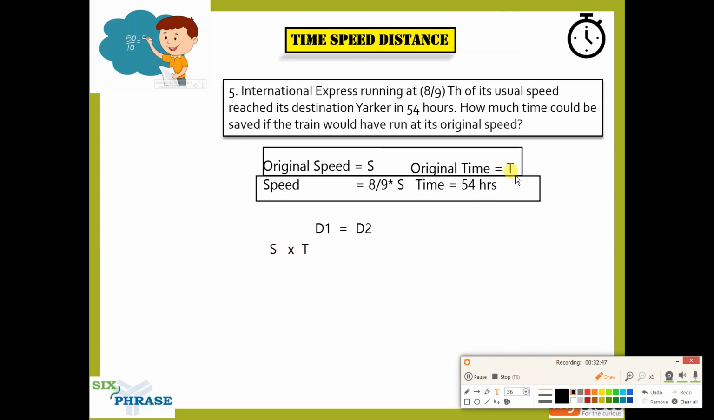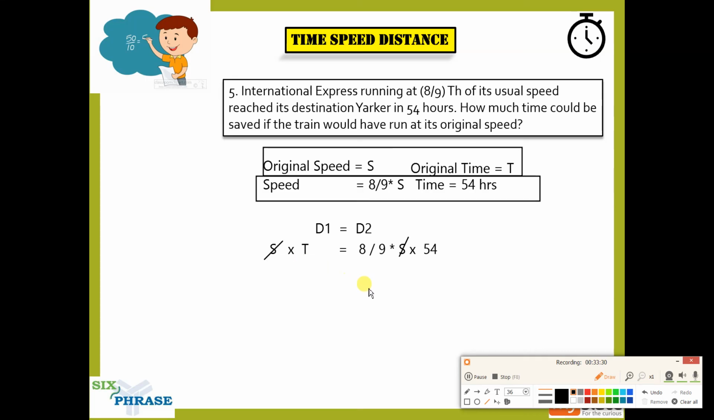Now equal to, this is not the original speed, this is a different speed. What is this speed? This is 8 by 9 of the original speed, multiplied by the time, which is now 54 hours. The next thing is you have to make sure the units are all correct. There is no need to change the units here, as I can see. So you just have to proceed, guys. This s and this s will get cancelled. Now you'll be able to find the original time.